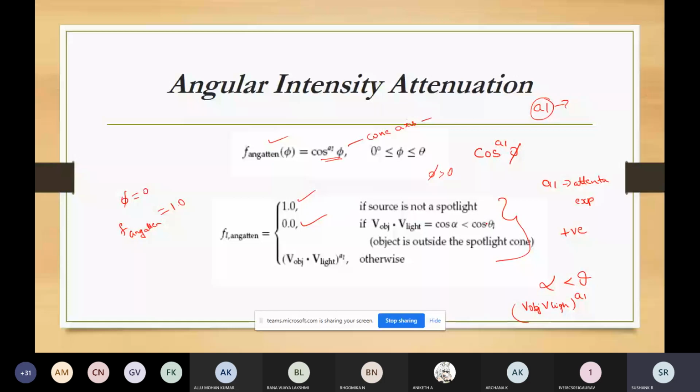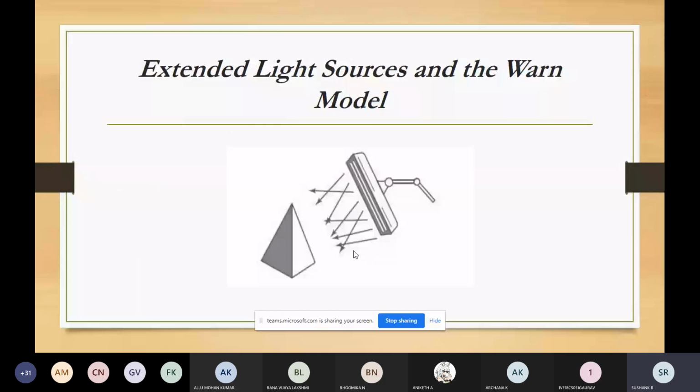In the other cases, you can obtain this attenuation value by the dot product of V object and V light vector, power the exponent value, which is the attenuation exponent. Like this you can obtain the angular intensity attenuation. So what is the next kind of light source? We have one last light source which we will call the extended light source and the Warn model. So what does this extended light source mean?